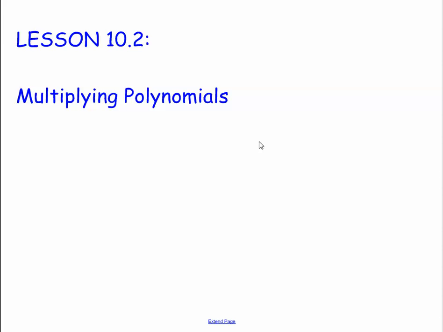Let's start Chapter 10, Lesson 2, Multiplying Polynomials. You should have printed off your note sheet and now copy down the examples as we do them together.